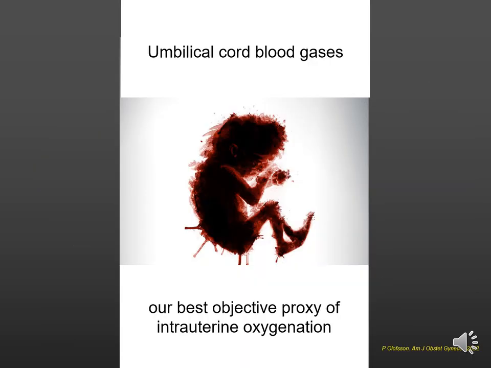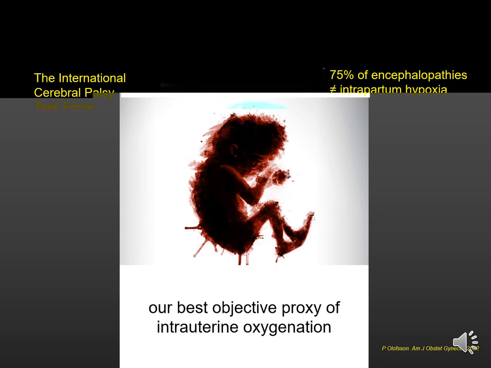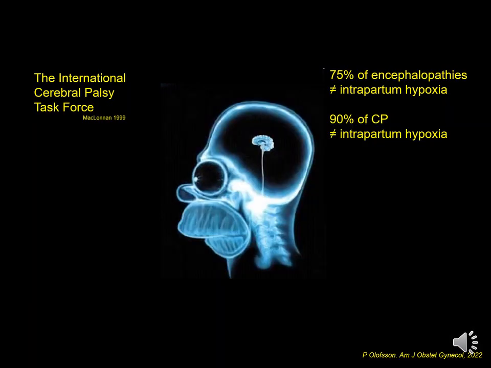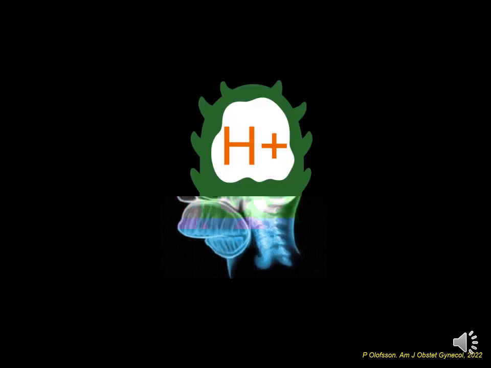Umbilical cord blood gases at birth are thus our best objective proxies of the recent intrauterine oxygenation. Contrary to common beliefs, about 75% of encephalopathies and 90% of cerebral palsies are not associated with intrapartum hypoxia.